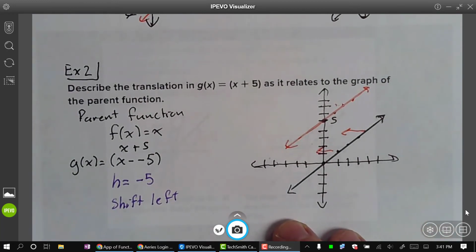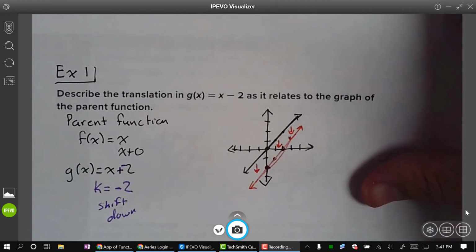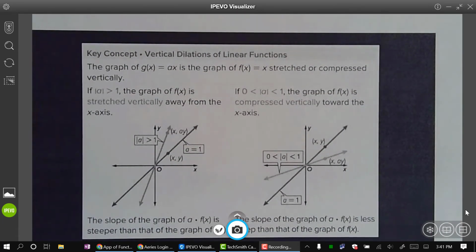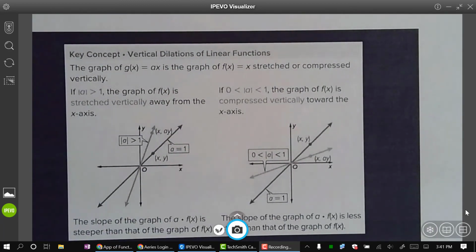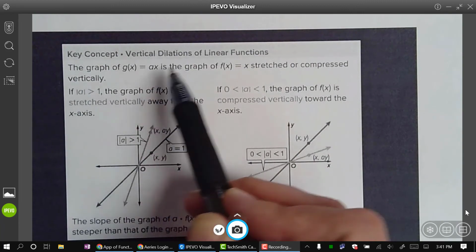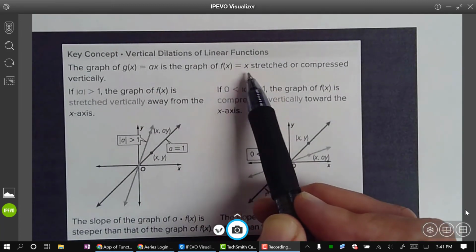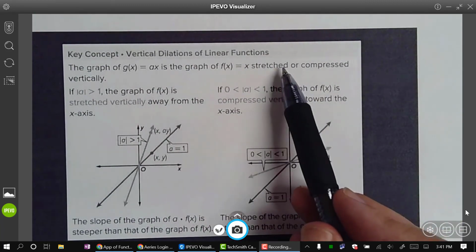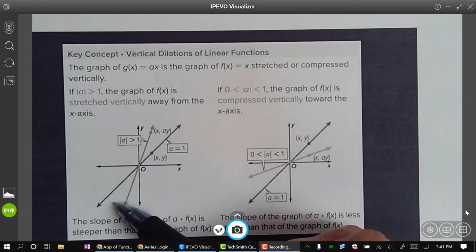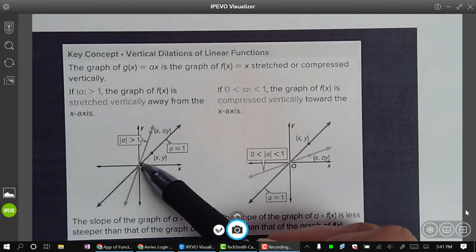So this is translations. The next idea we're going to look at is dilation. For dilations, we have vertical dilations and horizontal dilations. For vertical dilations, we have g of x equals a times x, and f of x equals x. It's going to either stretch it or compress it. So here is our original function.